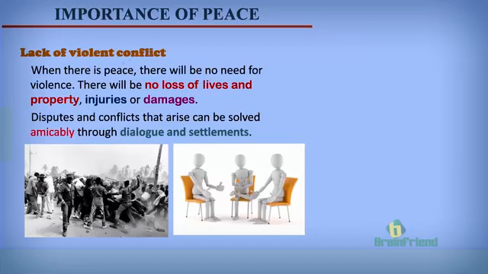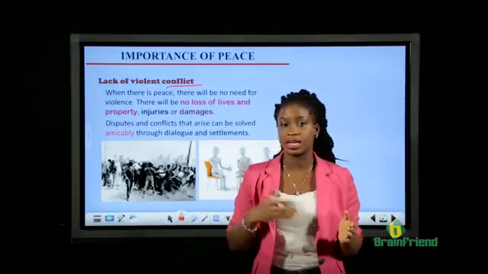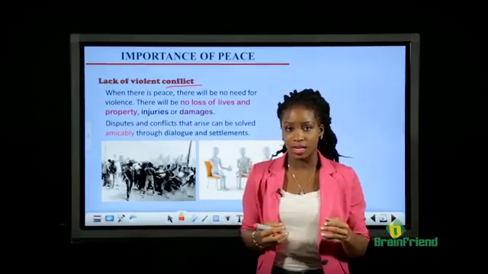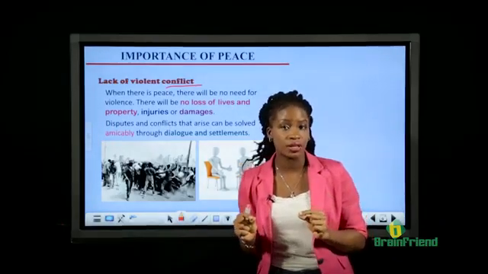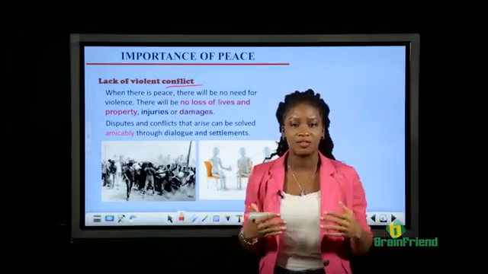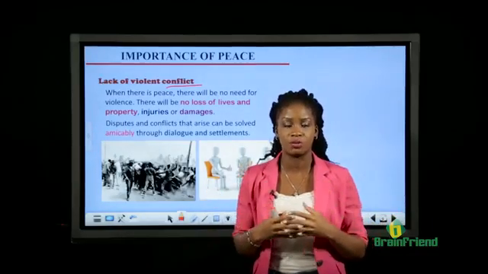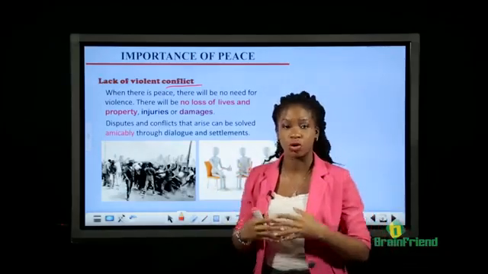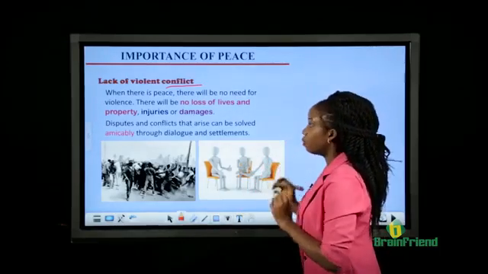We have lack of violent conflict. Remember when we were talking about the two different types of peace, positive peace and negative peace? We said positive peace goes beyond absence of violence. It also has to do with resolution of conflict, which means there must be conflict. We said we have different people with different goals, aspirations, different beliefs and practices. And all of these, once in a while, bring conflict between people. But now, the ability to resolve these issues or these conflicts without violence is positive peace.